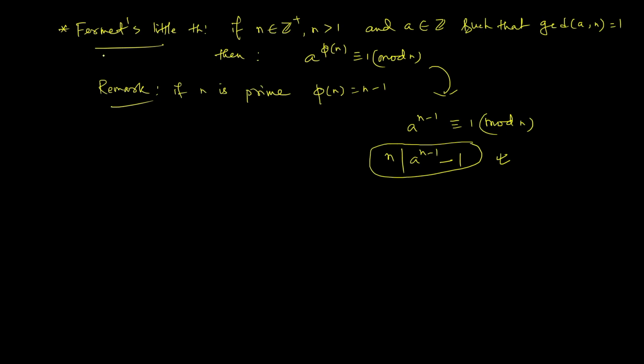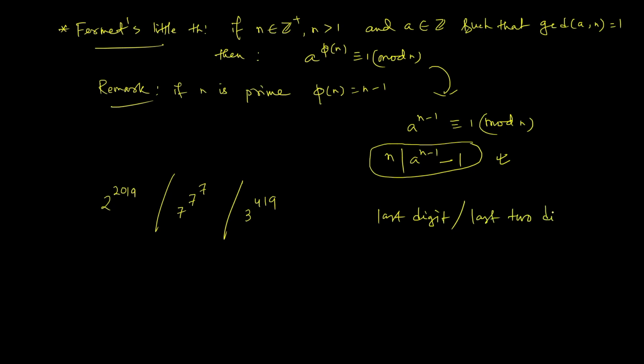All these formulas, this formula and the previous phi function formulas, are useful when, for example, you want to find 2 power 2019, or the last digit of 7 power 7 power 7, or 3 power 419, or the last 2 digits. In that case these formulas are very relevant. We'll solve this type of question in subsequent parts. For the time being you should keep all these formulas in your mind.